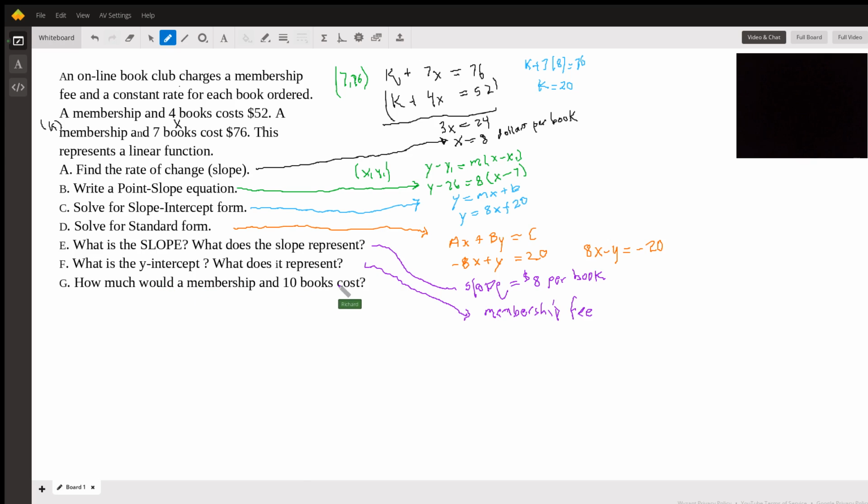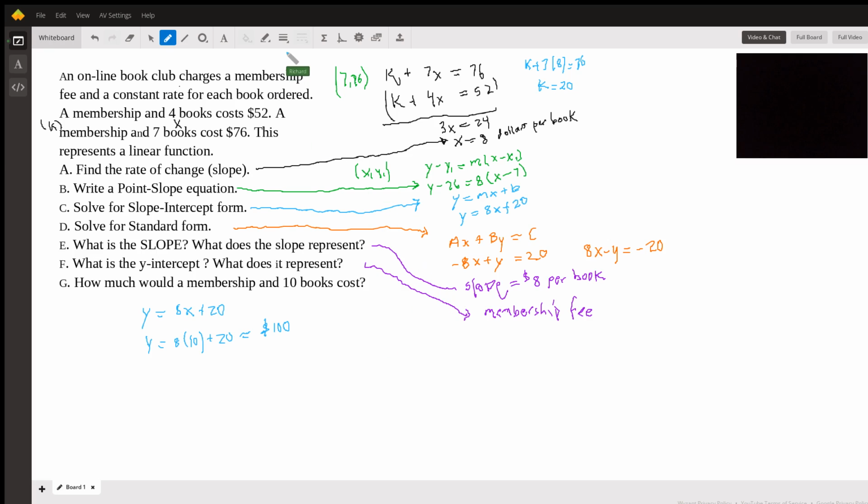And then lastly, how much would a membership and 10 books cost? For that, I'm going to use this slope-intercept form. So I'm going to go back to blue here and do this down here. I'm just going to copy the equation: y equals 8x plus 20. It's $20 to join, $8 per book. So 10 books would be 8 times 10 plus 20. So it would be $100.